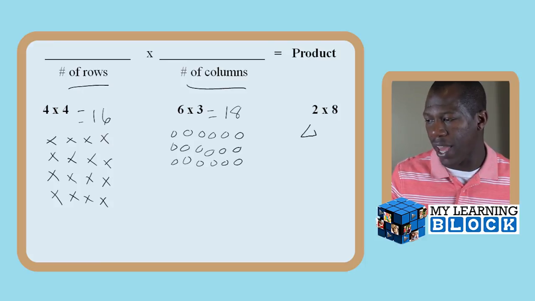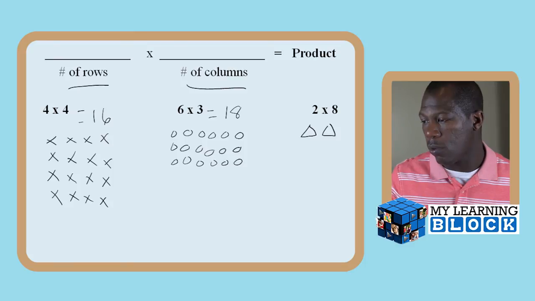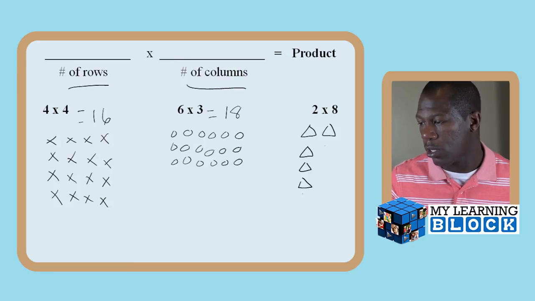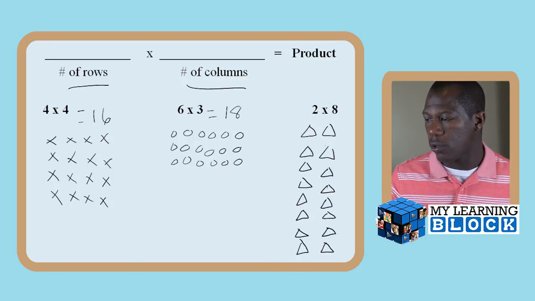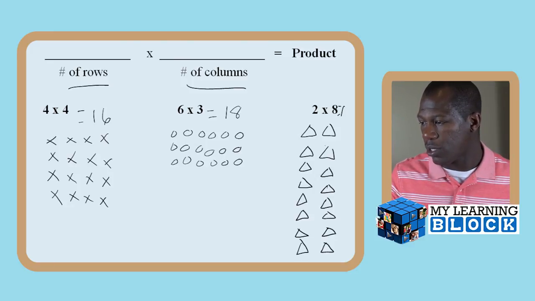Last one, I have 2 rows of 8. I'm going to use triangles. 1, 2 rows. And I know my triangles are terrible. 3, 4, 5, 6, 7, 8. Actually, I missed the first one. That is really 7 and 8. And if you count through them, 1, 2, 3, 4, 5, 6, 7, 8, 9, 10, 11, 12, 13, 14, 15, 16. 2 times 8 equals 16.